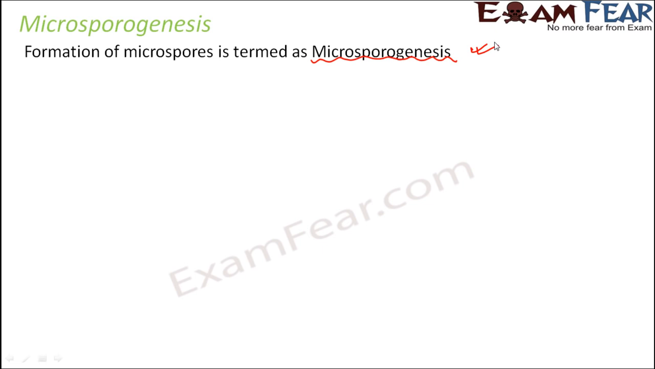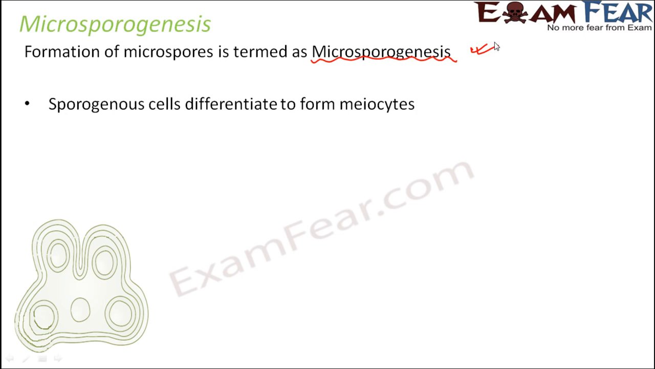Like how formation of gametes is called gametogenesis, similarly formation of microspore is microsporogenesis. So now let us understand how the sporogenous cells give rise to microspores. These sporogenous cells will differentiate to form myocytes. Now what are myocytes? Myocytes are nothing but the gamete mother cell. So these myocytes are the gamete mother cell.